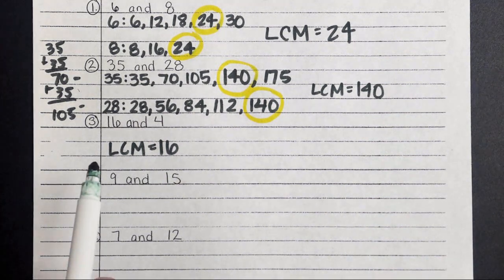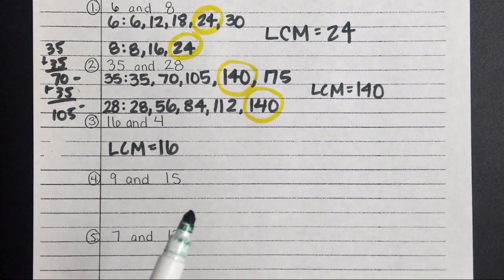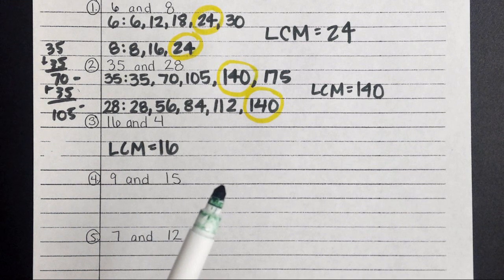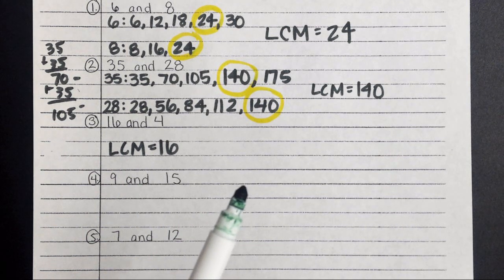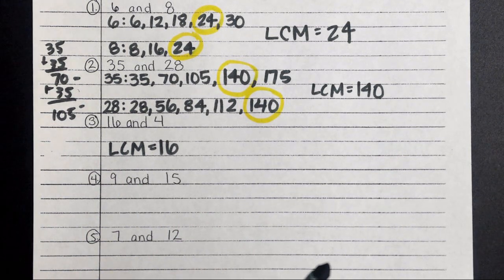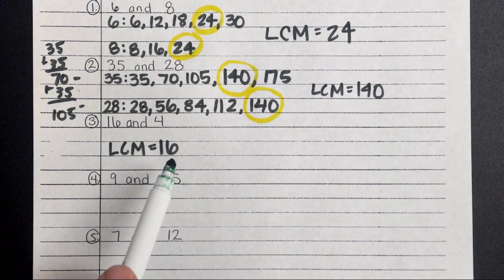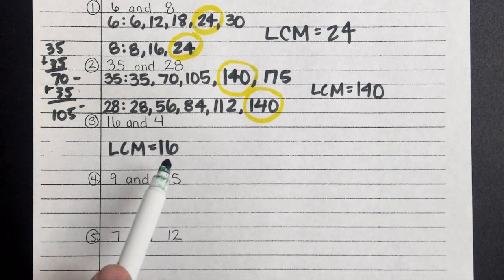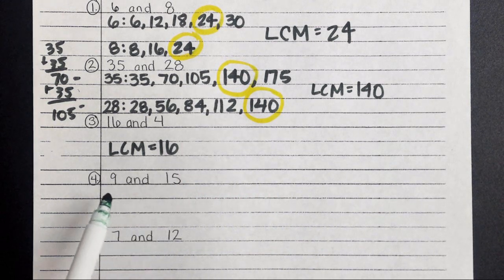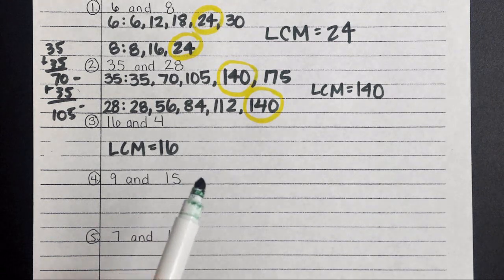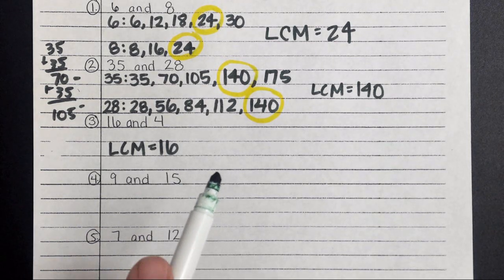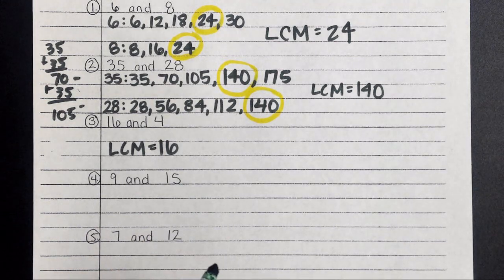Now, the other thing is, if you look at this, what is 16 times 4? 64. So, 64 is a common multiple of 4 and 16. But again, you're looking for your least common multiple. So don't get in the habit of just multiplying the two together. When you do that, you will always get a common multiple, but it's not always your least common multiple.